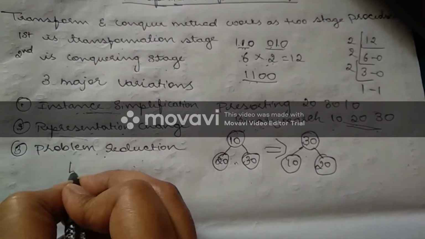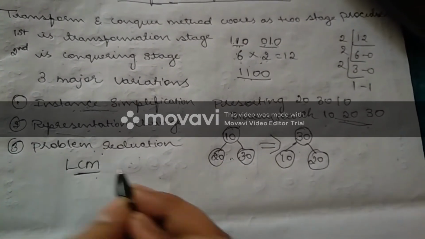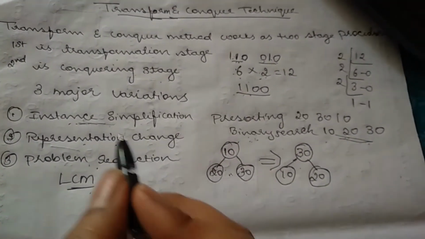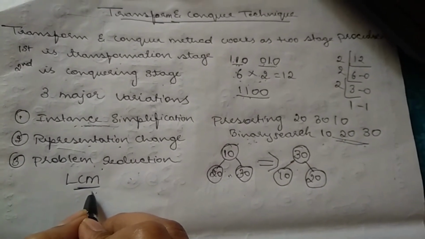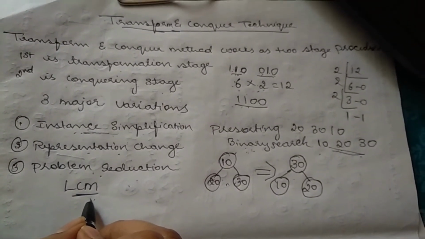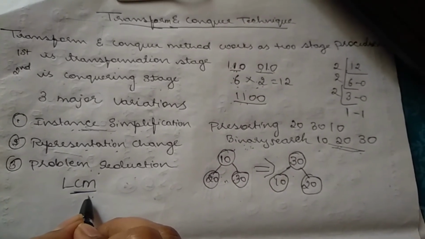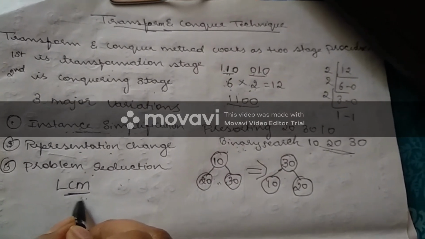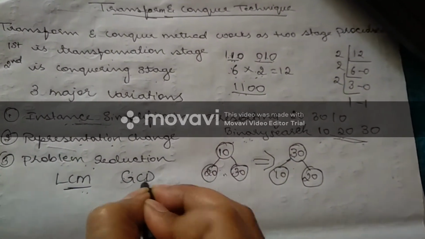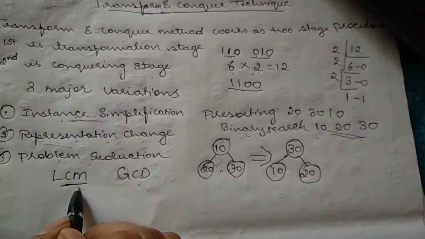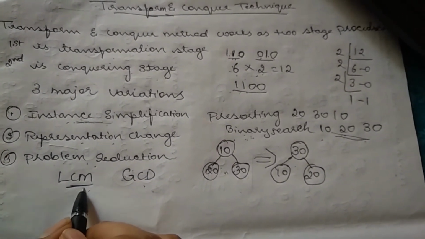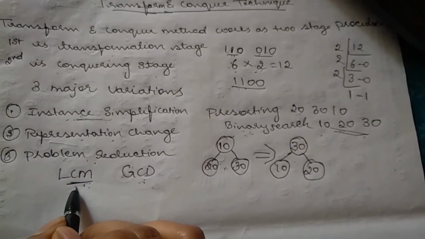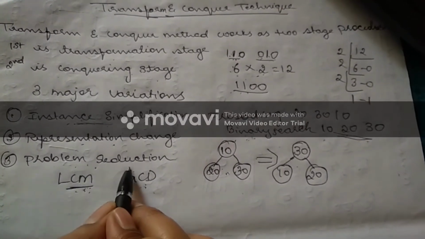See, for example, I'll take LCM. I want to find the LCM of two numbers. Let us assume it is a bit difficult to find the LCM for two different numbers. So what I'll do, for GCD we already have an algorithm and it is very easy also. So I'll use GCD in order to find the LCM of two numbers, and the answer I'll get is the same as LCM. This is called problem reduction.